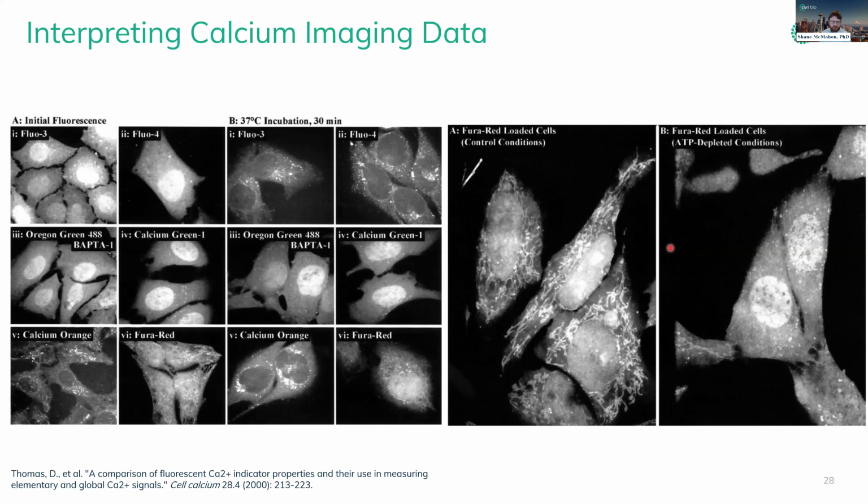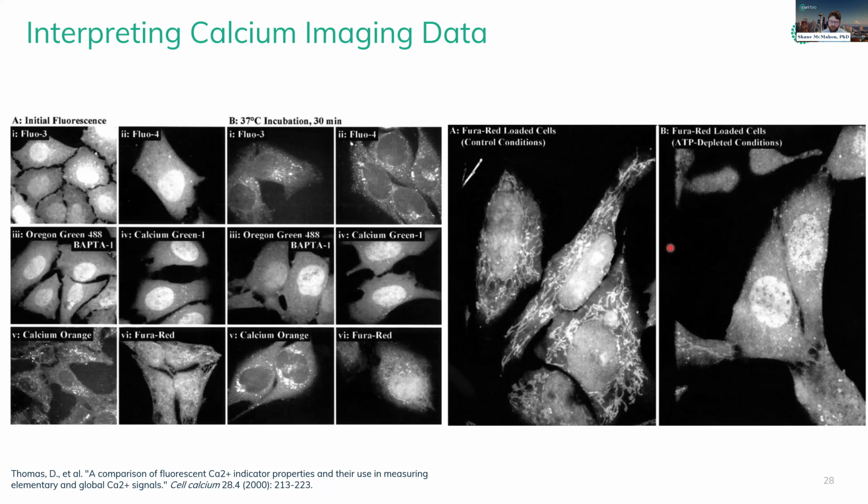So now that we have our data, let's take a second to talk about how to interpret this data. There are generally two ways we can approach calcium imaging. We can perform quantitative imaging or semi-quantitative imaging. So by semi-quantitative imaging, I mean we're looking at relative changes in fluorescence amplitude. So this will tell us that calcium increased by 10%, for example.